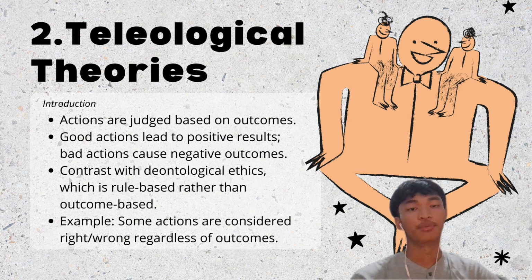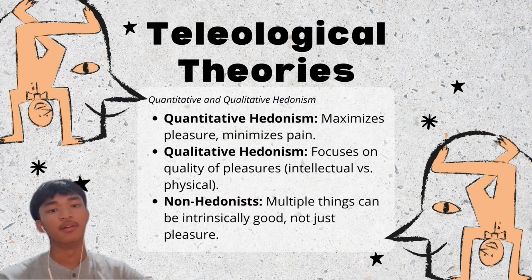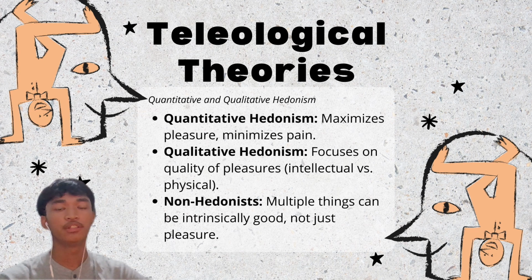Deontologists emphasize the importance of adhering to moral rules, believing that certain actions are wrong, no matter how good the outcomes might be. The basic disagreement among teleologists is about what we should consider as the intrinsic good that we need to promote or maximize. Quantitative hedonists like Jeremy Bentham define good mainly in terms of physical pleasure or happiness. They believe that the right action is the one that maximizes the amount of pleasure and minimizes pain.